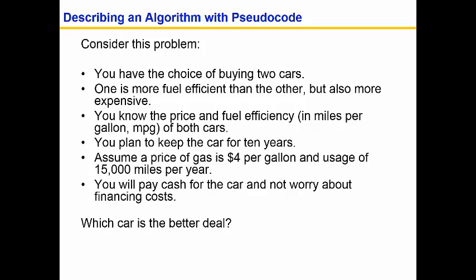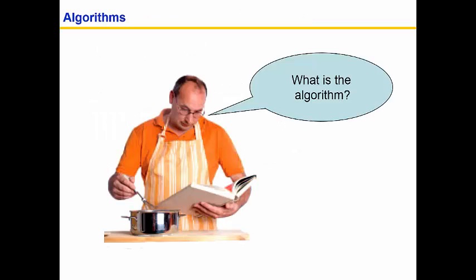So let's just talk about what pseudocode might look like. For example, you're thinking of buying a car. One's more efficient than the other, right? We want to take a look. You look at price and fuel efficiency. You think about how long you will keep it. $4 per gallon, 15,000 miles per year. You're going to pay cash, not worry about financing. So which car should you buy? So you put some data together.